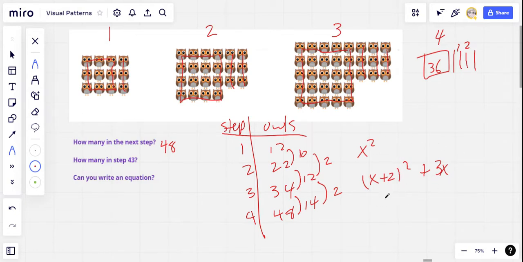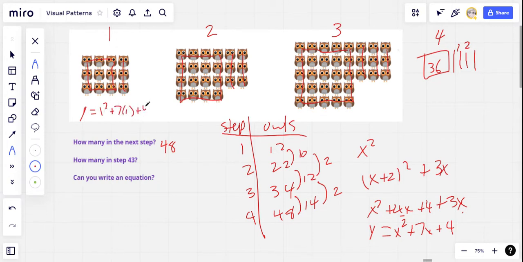I'm going to go ahead and FOIL this out and simplify, although this may be a good enough way to express the equation. But let's FOIL it and see what it looks like. So this would be x squared plus 4x plus 4, and then plus 3x. So one way to express this equation would be y equals x squared plus 7x, if we combine those like terms, plus 4. Wow, that's pretty complicated. Let's see if it actually works. So in step 1, it would be 1 squared plus 7 times 1 plus 4. So that'd be 1 plus 7. That's 8 plus 4 is 12. Yep, that's how many in step 1.